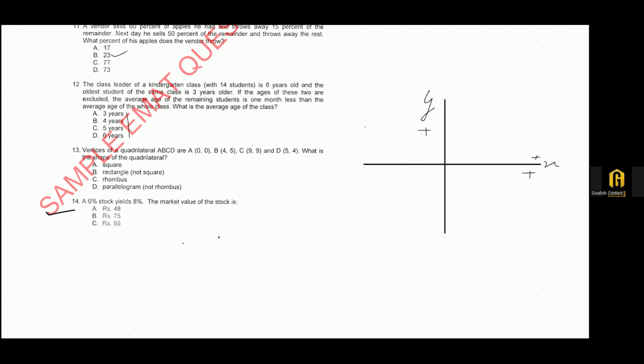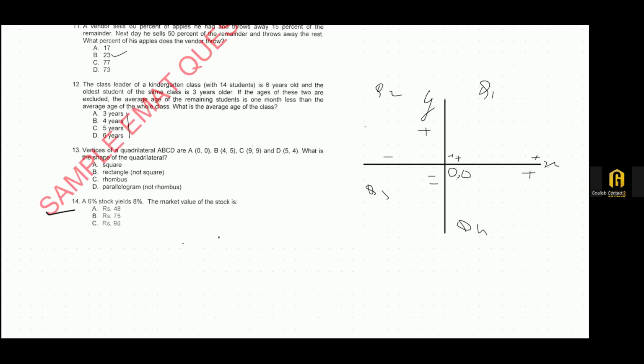This point is called 0 comma 0. The address of this point is 0 comma 0. This is the origin. Y reduces below the x-axis, so the value of y is negative here. X is also negative here. X and y both are positive in the first quadrant. Here is the second quadrant, there is the third quadrant, and there is the fourth quadrant.